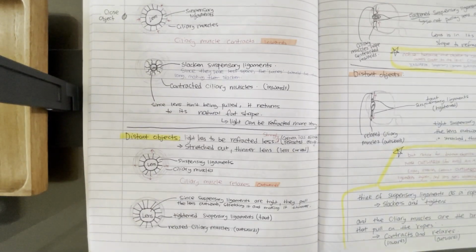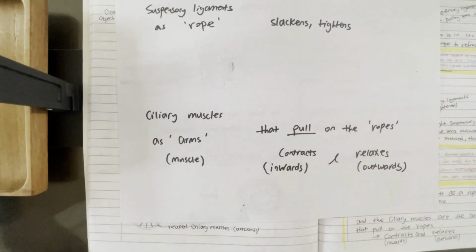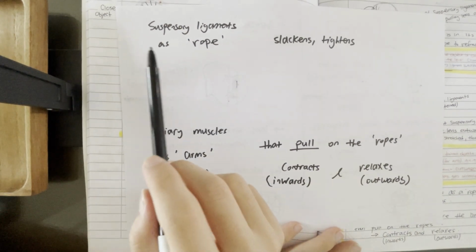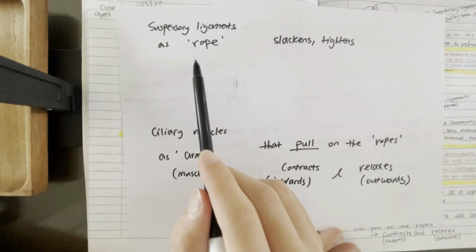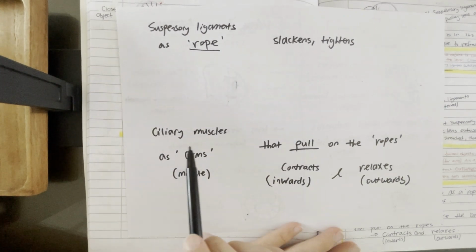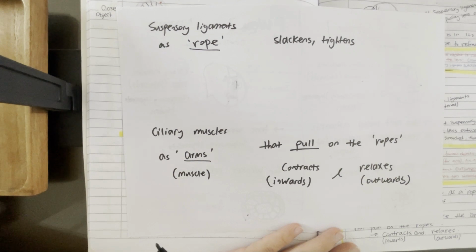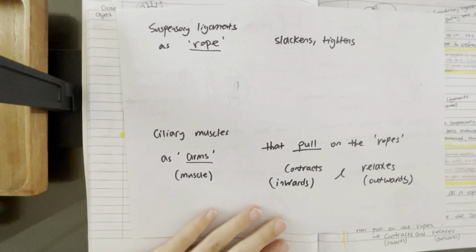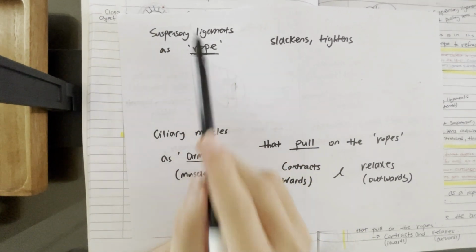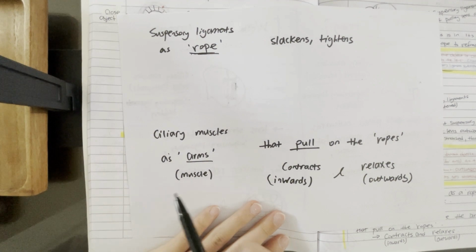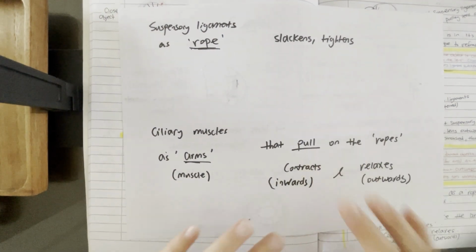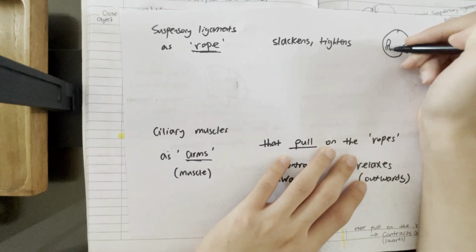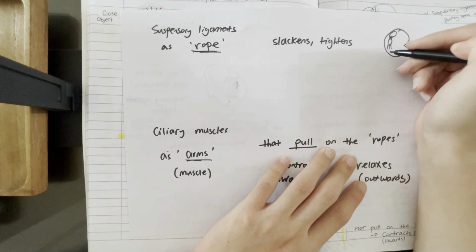All right. Now, I know that can be quite confusing to remember, so here's a really simple way to think about it. You can think of the suspensory ligaments as the rope, and the ciliary muscles as the arms. I know you might be wondering, what on earth are you talking about? Okay, let me explain. We have suspensory ligaments, these are the ropes, and these ciliary muscles are the arms. If I draw a quick sketch here, the lens is here, and we have ligaments and the ciliary muscles like so.